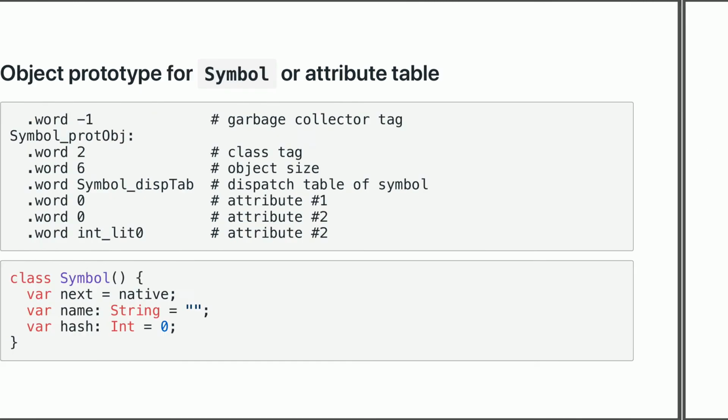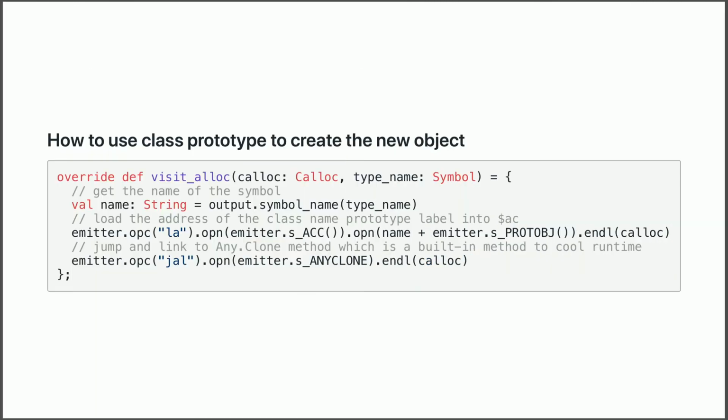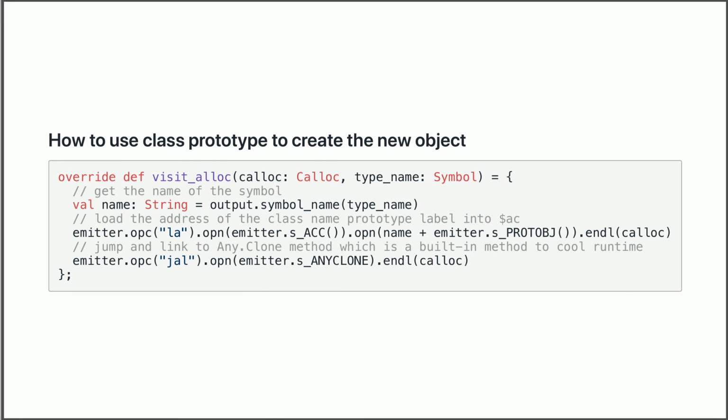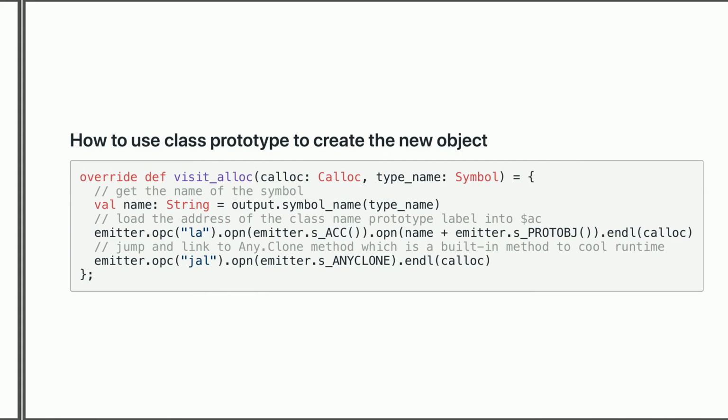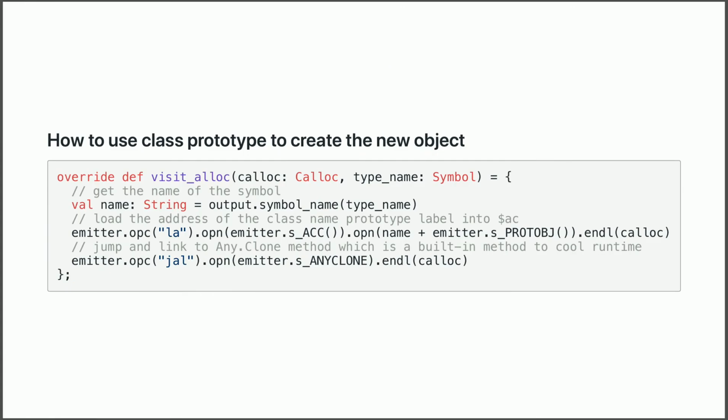Let's continue. If you have this object prototype label, so when I say object prototype, I mean if I have symbol underscore prototype object, how do I create a new instance of the object? It turns out there's a built-in function that we can use, so we can just jump into it.